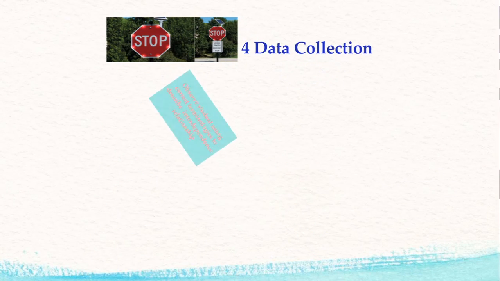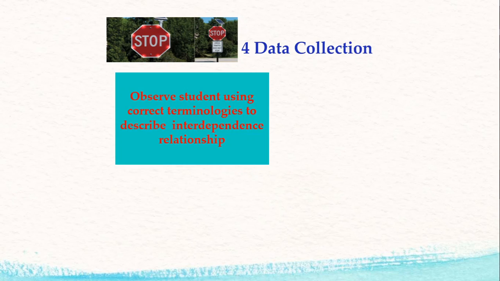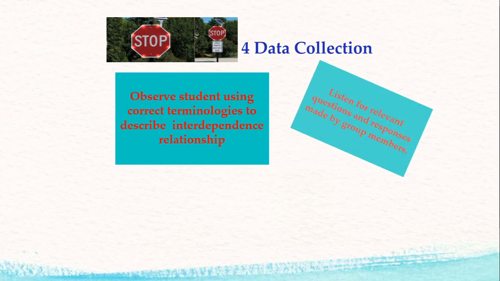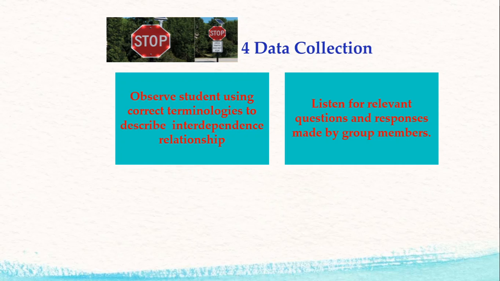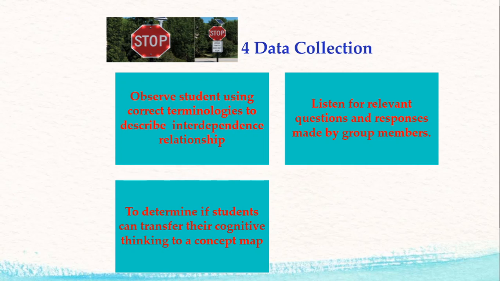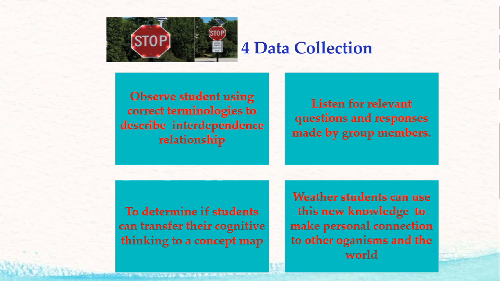Step 4: data collection. In my data collection, I will observe students using the correct terminologies to describe interdependent relationships. Listen for relevant questions and responses made by group members. Determine if students can transfer their cognitive thinking to a concept map, and whether students can use this new knowledge to make personal connections to other organisms and the world.